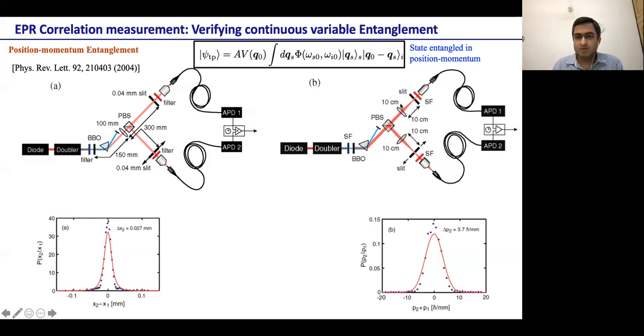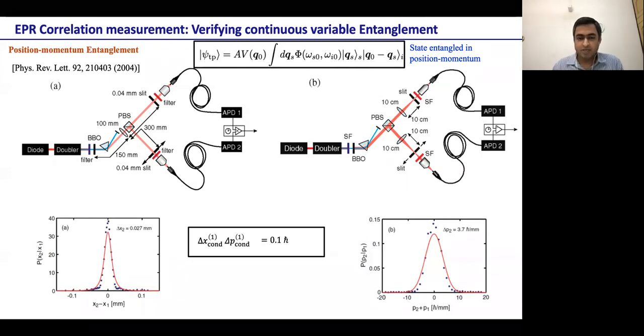Similarly, you do a momentum measurement, and for that you have to put a lens and then do a very similar measurement. In this case, you find the conditional momentum uncertainty. And then people found that delta X, delta P was actually 0.1 h-bar, which is less than 0.5 h-bar. So this was the first demonstration of position momentum entanglement in the language of EPR.